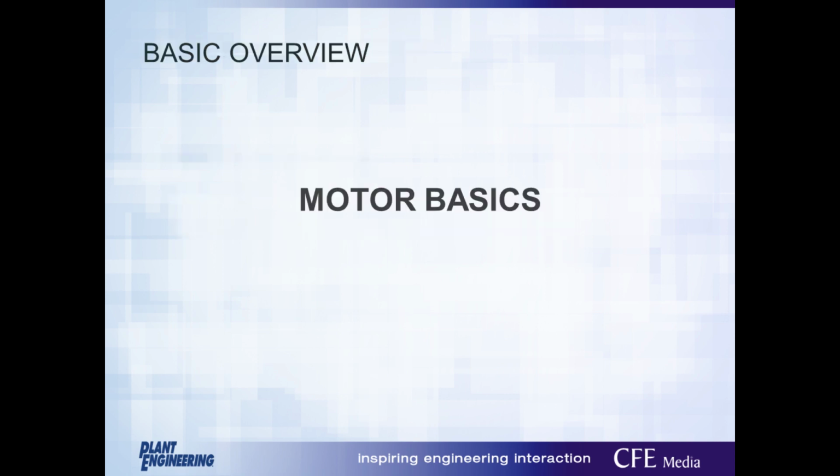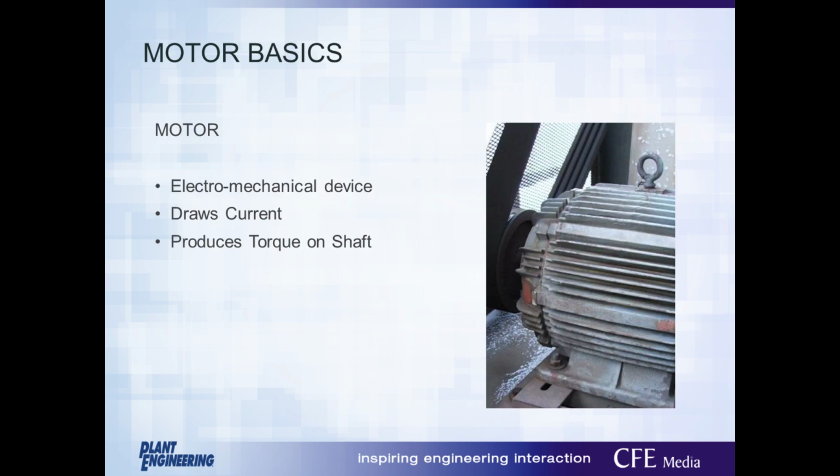All right, so first we'll start with the motor basics. So what is an electric motor? An electric motor is a rotating apparatus that converts electrical power to mechanical power. Voltage and current are the inputs, and torque and speed are the outputs.